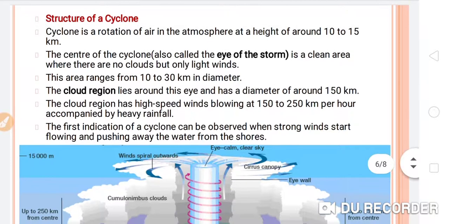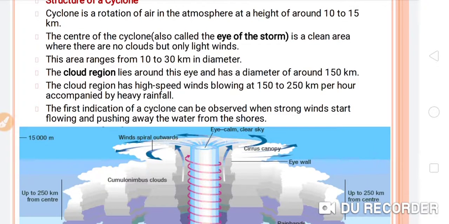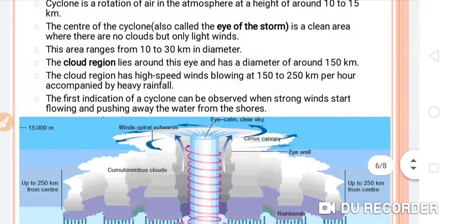The center of a cyclone, also called the eye of the storm, is a clear area where there are no clouds but only light winds. This area ranges from 10 to 30 kilometers in diameter. That is another very huge thing. Now the cloud region lies around this eye and has a diameter of around 150 kilometers.